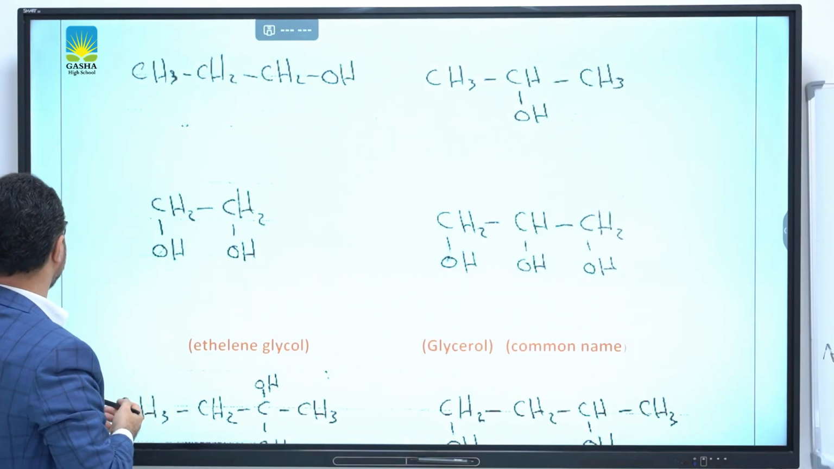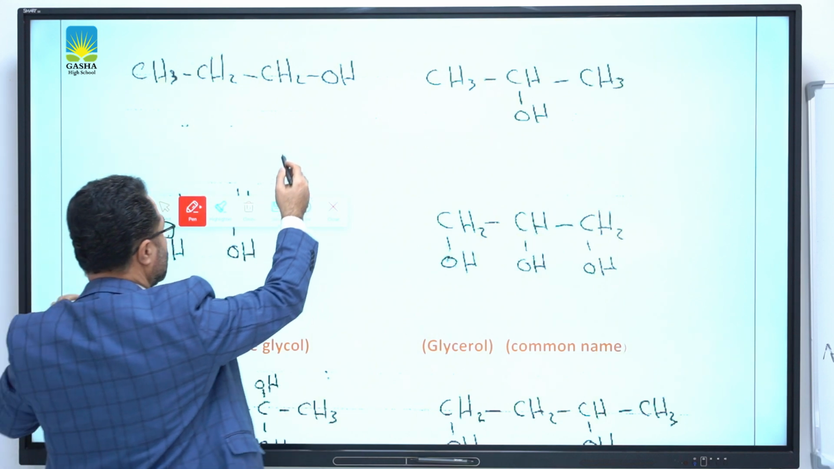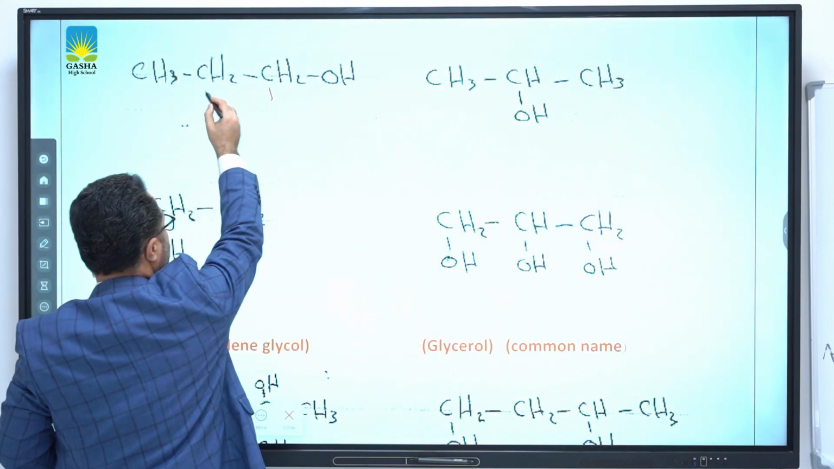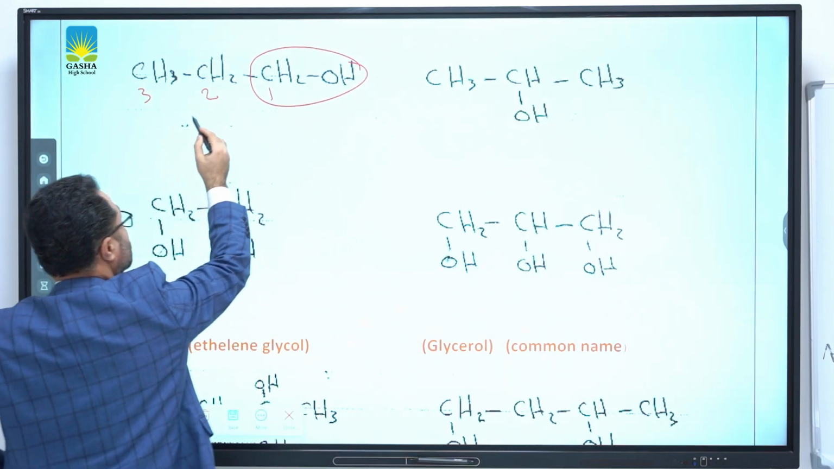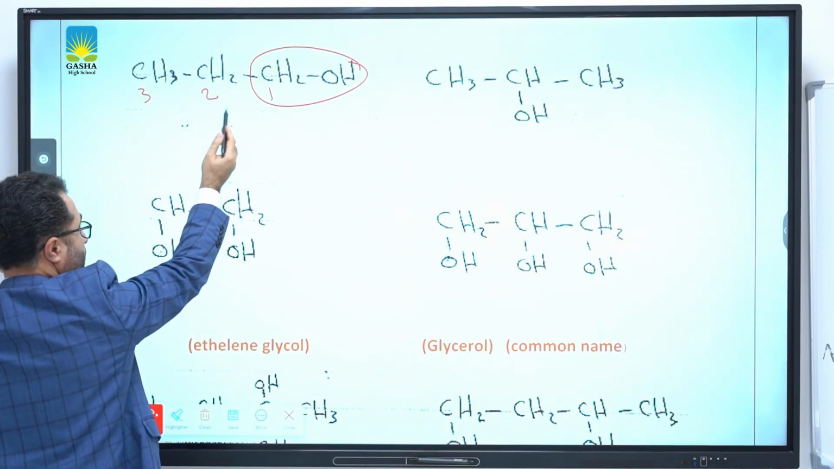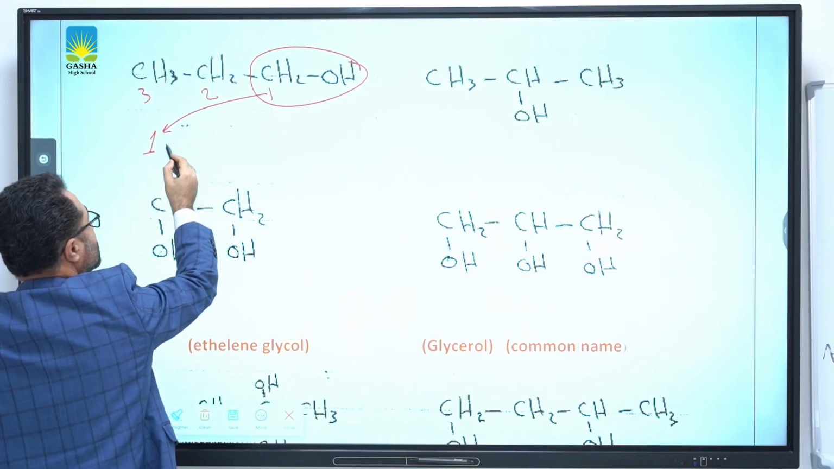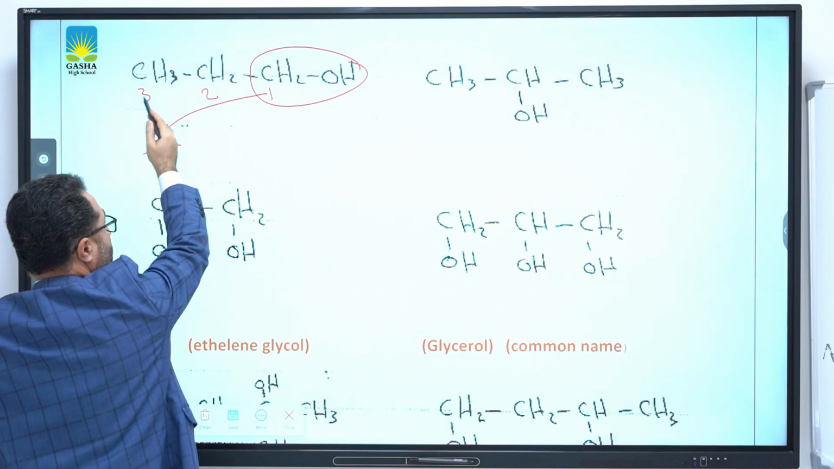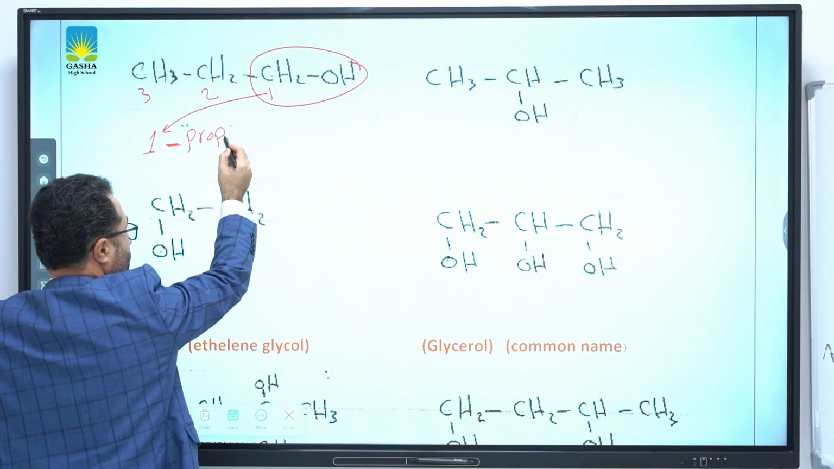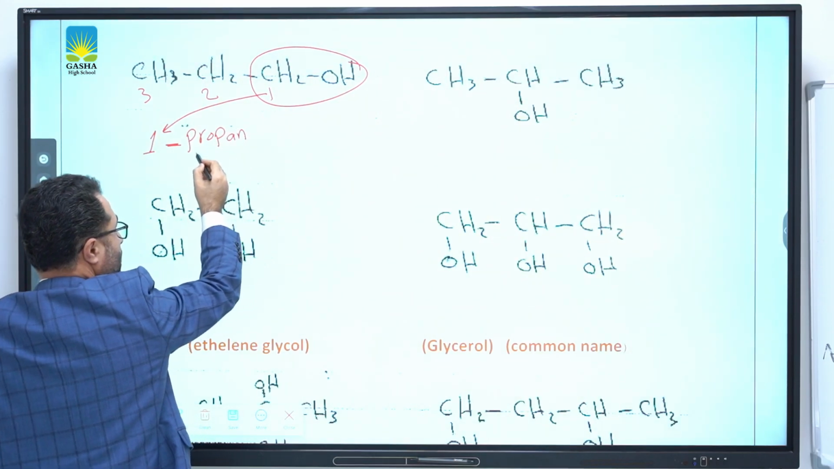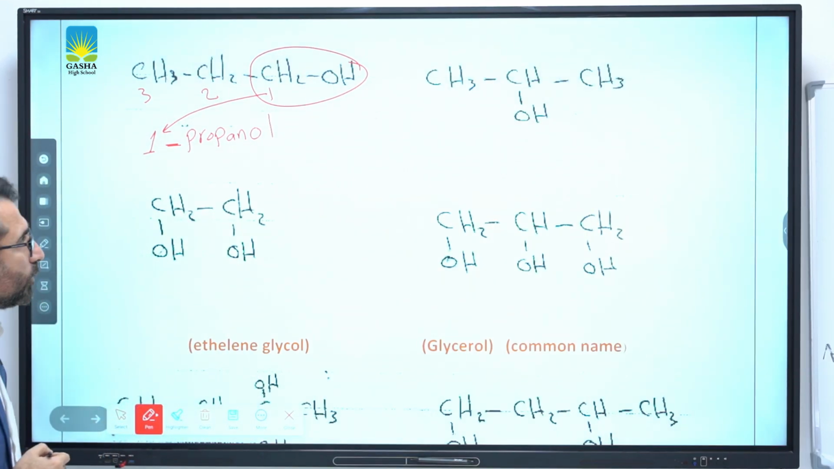In the first one, we have OH on number 1 on the right side. So you have to start the numbering from the right side: 1, 2, and 3. Locate the OH group. It has number 1, so you have to write 1. 1 is the location of OH. Slash. Name of the parent is prop. To be alkane, propane, and add ol to be alcohol: 1-propanol.